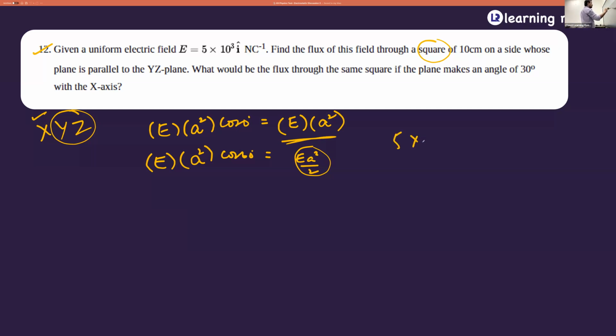So 5 into 10 power 3 into 10 square into 10 power minus 4. So 5 into 10 power 5 into 10 power minus 4. So it is 5 into 10, which is going to be 50. So it is 50 divided by 2, it is going to be 25.